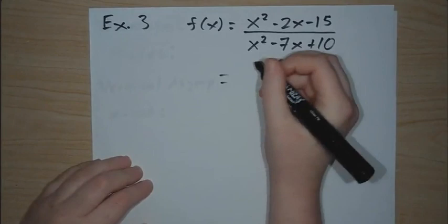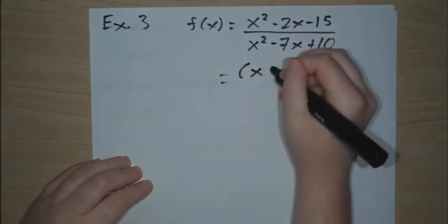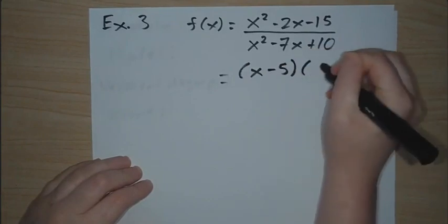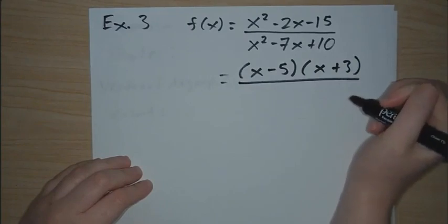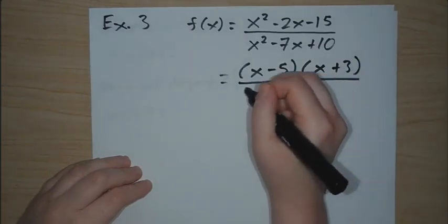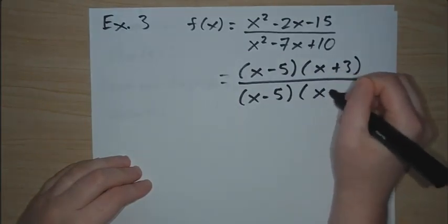Factoring x squared minus 2x minus 15, we have x minus 5 times x plus 3. And for x squared minus 7x plus 10, we have x minus 5 times x minus 2.